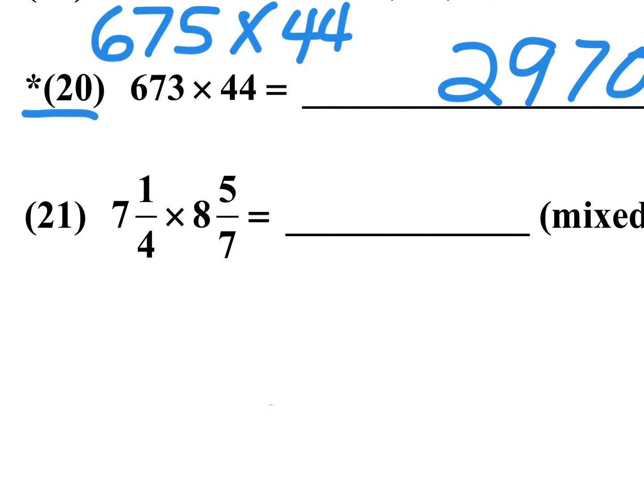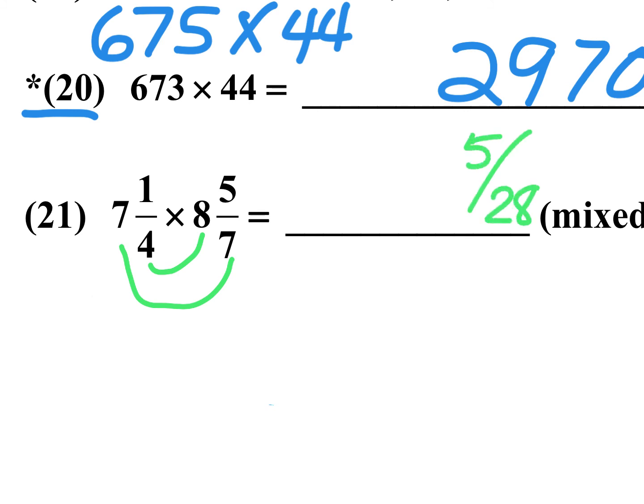Part 2. 7 1/4 times 8 5/7 equals what as a mixed number? So I noticed that this 1/4 can go into 8 and 5/7 can go into that. So I'm going to do FOIL. So I'm going to do last with the last. I'm going to multiply 1/4 times 5/7. That's going to be 5 over 28.